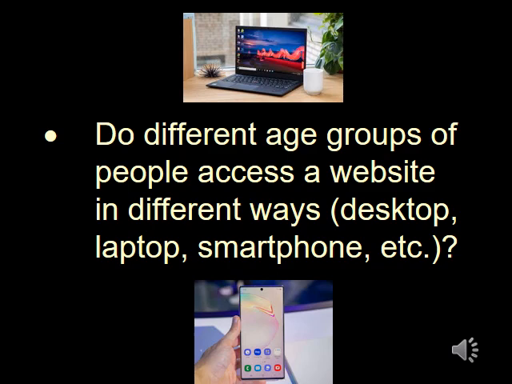Yet another possibility would be whether people access the internet in different ways depending on their age. I'm an older person, and my bet is I'm much more likely to use a computer than a lot of you guys who are watching this, and very likely are watching it on your phone. I think older people do tend to use computers more, and younger people are more likely to use their phones.